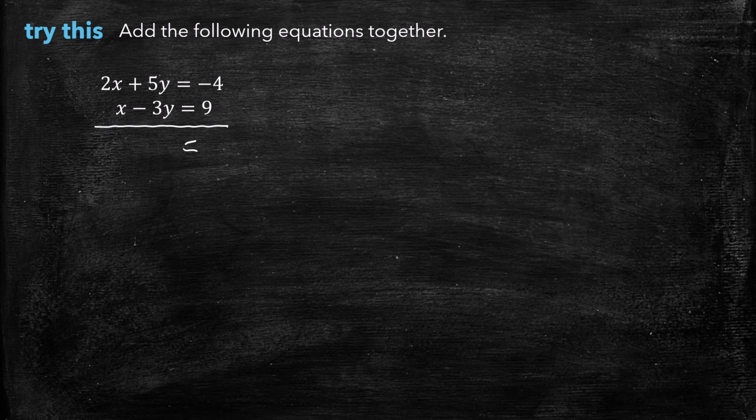So 9 plus negative 4 is 5. And 2x plus 1x is 3x. And minus 5y, sorry, plus 5y minus 3y would be plus 2y. So what did that achieve for us? Absolutely nothing. We still got an equation with two variables in it.